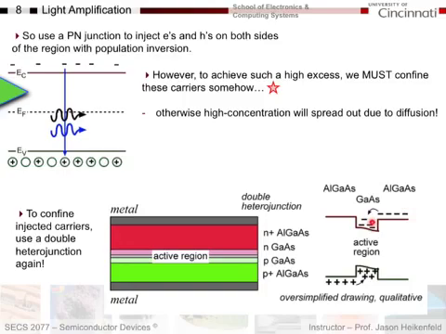Again, if I want population inversion, I've got an enormous concentration of electrons and holes. And so I want to trap them here so they don't just spread out after I've injected them in, and I use a double heterojunction to achieve that. Well, here's my conduction band, here's my valence band.